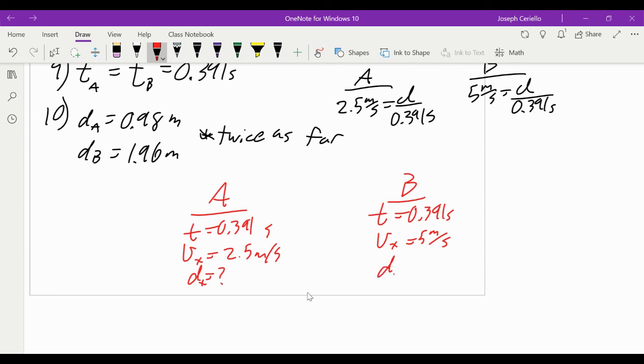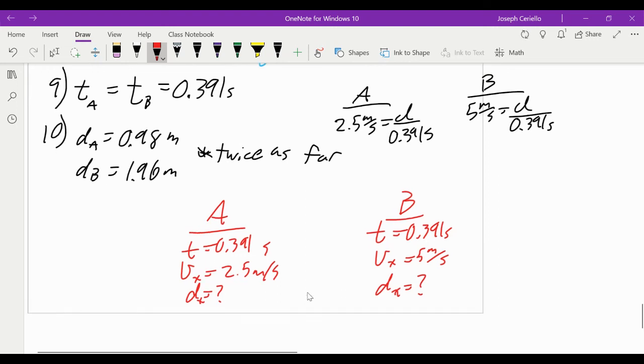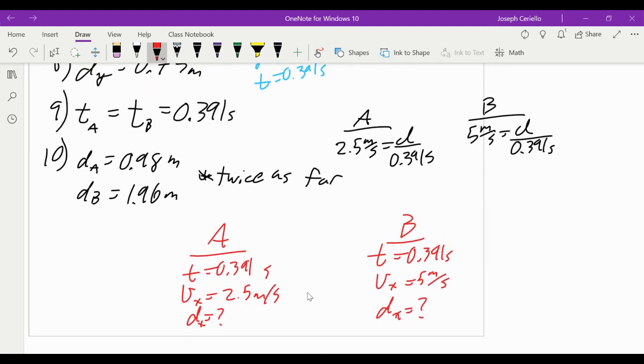Since we're working in the x direction, we can only use one equation, v equals d over t. And you'll see if we use those equations, you get 0.98 meters for trial A and 1.96 meters for trial B. Since it's going twice as fast in the x direction for the same amount of time, it goes twice as far.